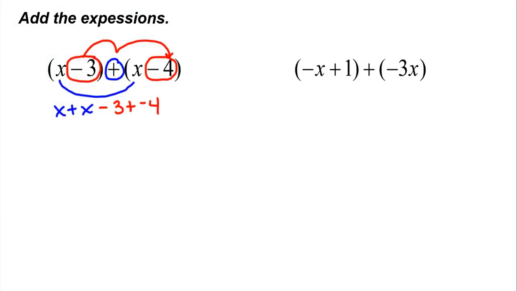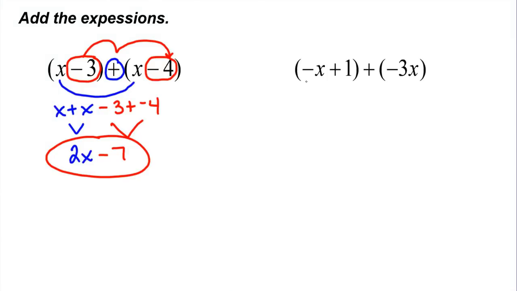So here's my expression now expanded without the parentheses, and then I'm going to go ahead and combine those like terms. x plus x is 2x, and negative 3 plus negative 4 is negative 7. So 2x minus 7 is my simplified expression. I've added those two expressions together, 2x minus 7 or 2x plus negative 7. But again, we want to simplify those double signs and not have to deal with those.